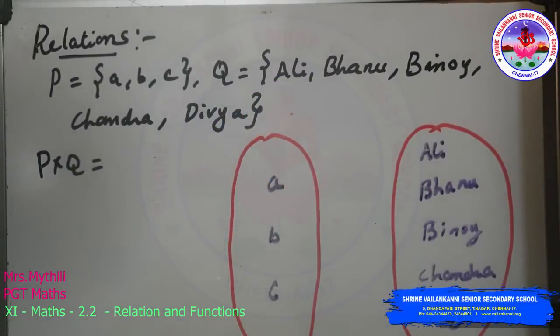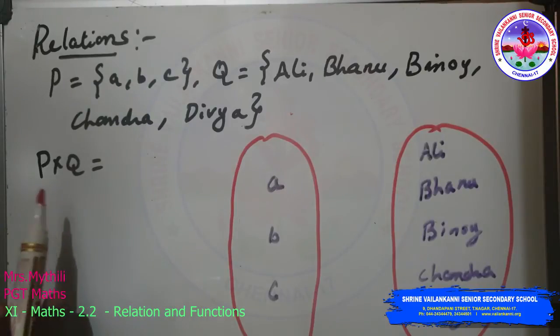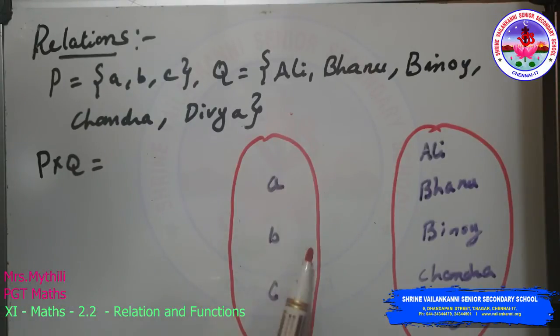Hello children. The next exercise is about relation. Consider the two sets P equal to {A, B, C} and Q equal to {Ali, Banu, Binoy, Chandra and Divya}. The Cartesian product of P and Q has 15 ordered pairs.